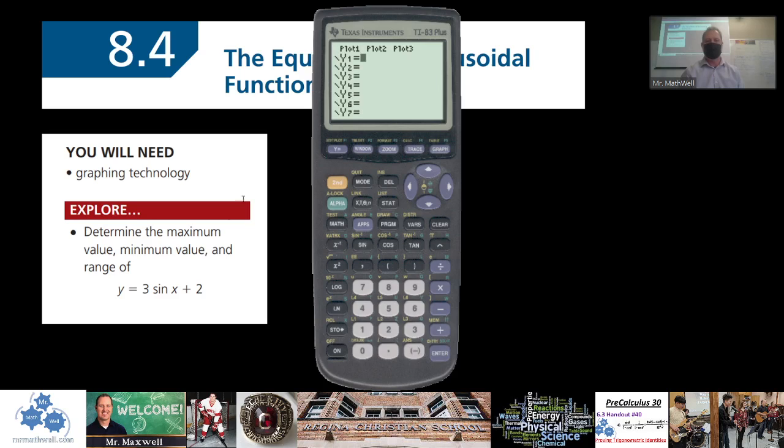Y equals 3 sine, now this is your x button, remember, x. Close those brackets off, because this plus 2 is actually not inside the brackets with x. That's actually quite important. That's different. So just put a plus 2 on the end. Now, your window. Let's just do zoom 6. That gets us a standard window.